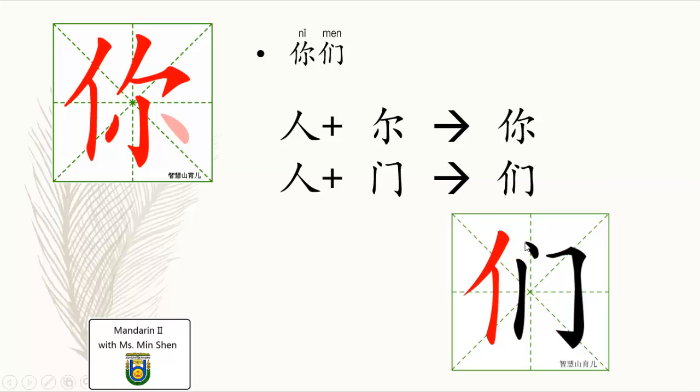And another character 们. The left hand side is still from the component of person 人. And the right hand side is the character we learned before, 门 men. So this men in the combined character denotes pronunciation. And when we put them together, it's men about people. So it's 你们, 我们, 他们, the men. So these two characters, 你们.